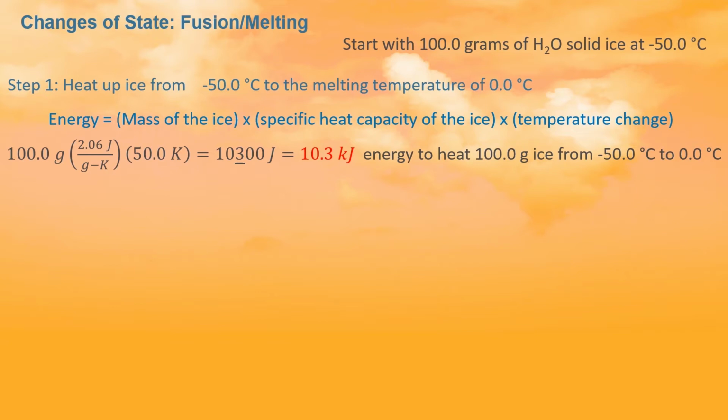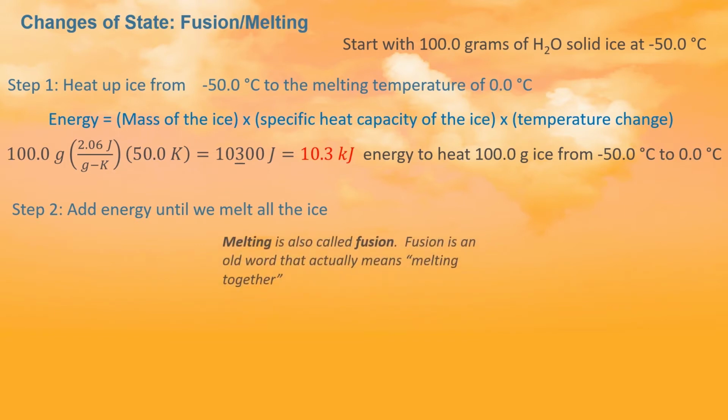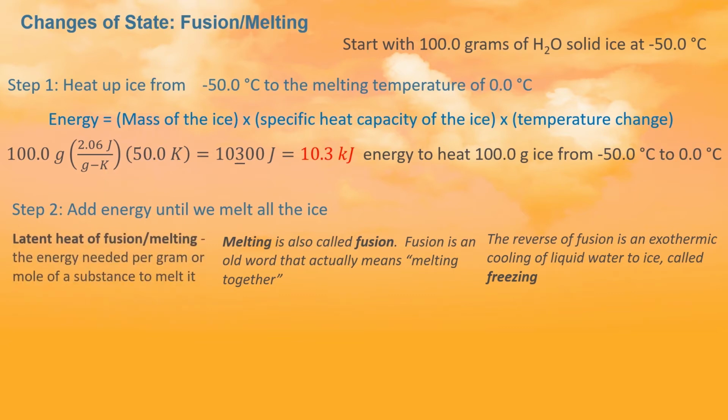Now, we're going to add energy until we melt all the ice. Melting is also called fusion. Fusion is an old word that means melting together. If we were going the other way, doing an exothermic cooling of liquid water to ice, the process would be called freezing. To calculate the energy, we need a quantity that is unique to the water called the latent heat or enthalpy of fusion, which is the energy needed per gram or mole of a substance to melt it.